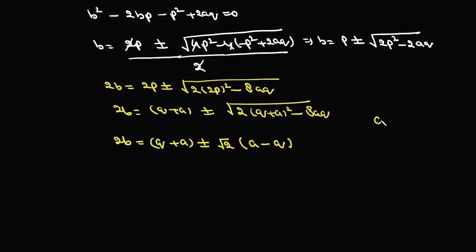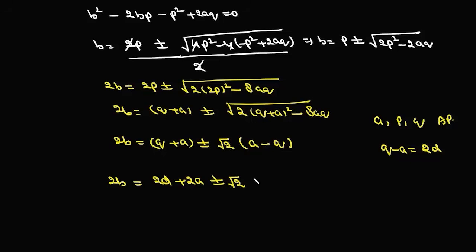Now the question, A, P and Q, they are in AP. Now if the common difference of this AP is D, then basically Q minus A will be equal to 2D. So we can write 2B, and this is 2D plus 2A plus minus root 2, and this Q minus A will be plus minus 2D. So it won't make a difference. So we can cancel this 2.